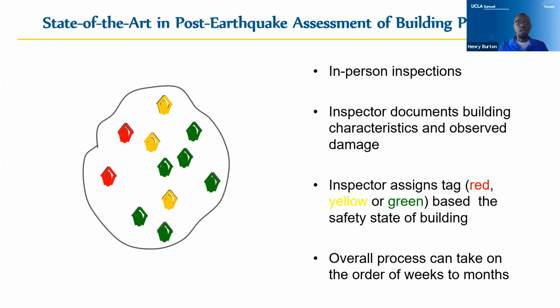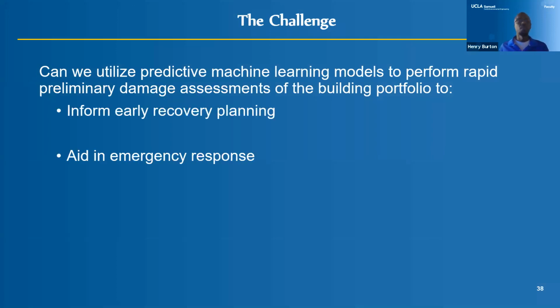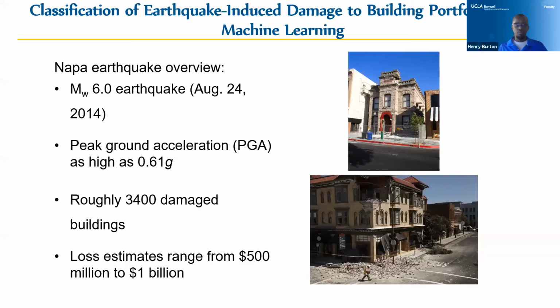And there's a lot of valuable information that's gathered during this process. So I'm in no way advocating that we get rid of this process. But the question becomes, can you use machine learning models to get rapid early information such that you can inform early recovery and planning? You can aid in the emergency response. You can enable rapid economic loss assessment so that you know where the needs are. And you can also use it to prioritize the in-person inspections, right?